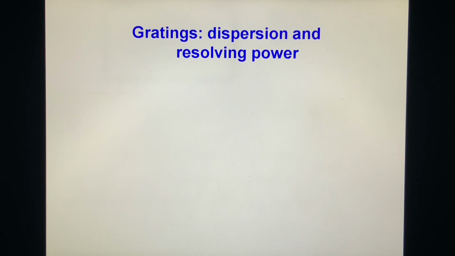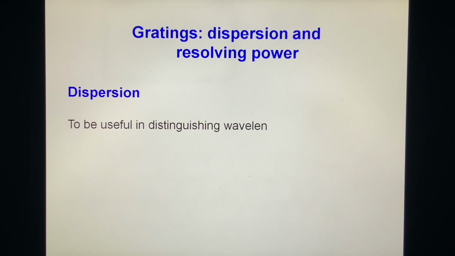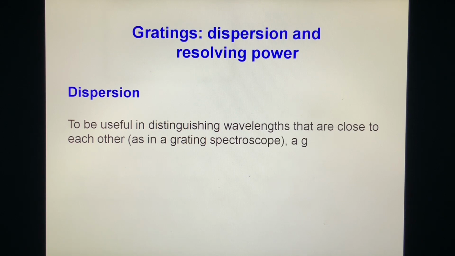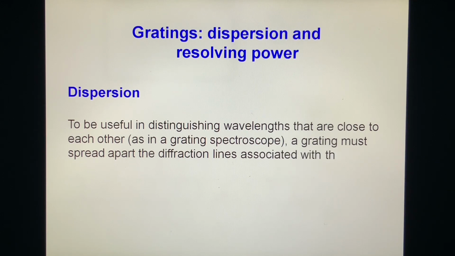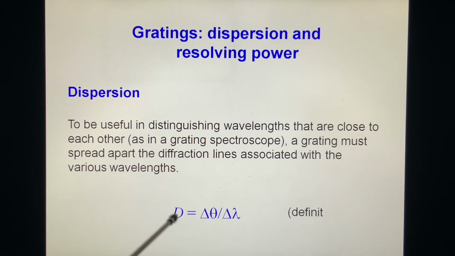Gratings, dispersion, and resolving power. Dispersion: to be useful in distinguishing wavelengths that are close to each other, as in the grating spectroscope, a grating must spread apart the diffracted lines associated with the various wavelengths. So we give that definition. D is delta theta over delta lambda. Delta lambda is the difference between the wavelengths of two lines, and delta theta is the angle they spread out. The larger this is, the better, right?